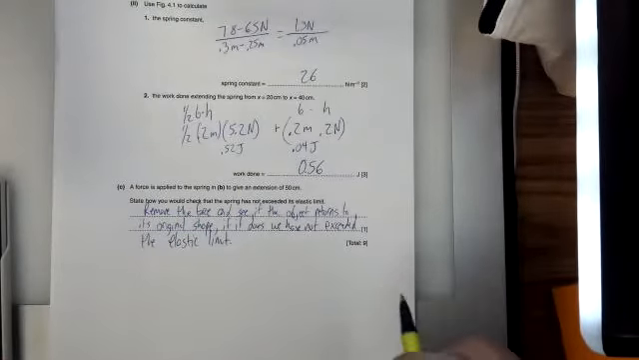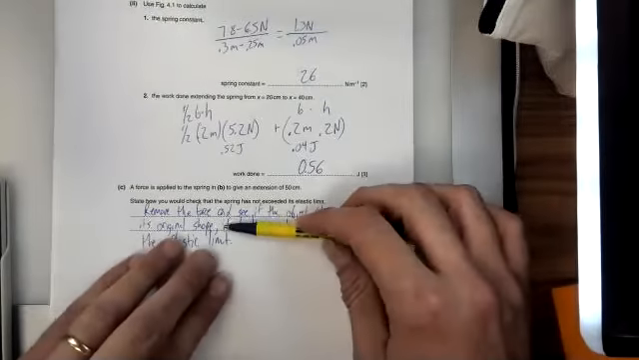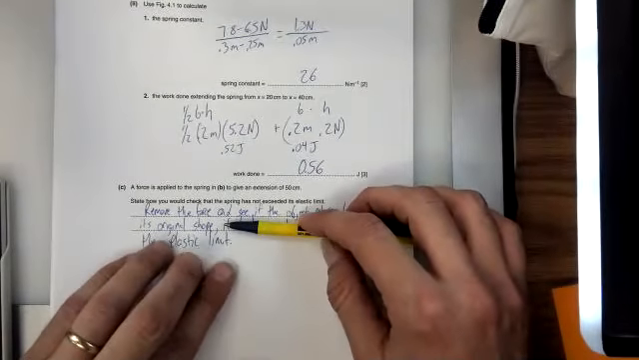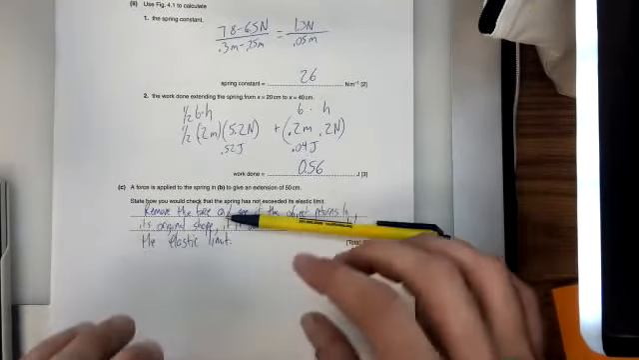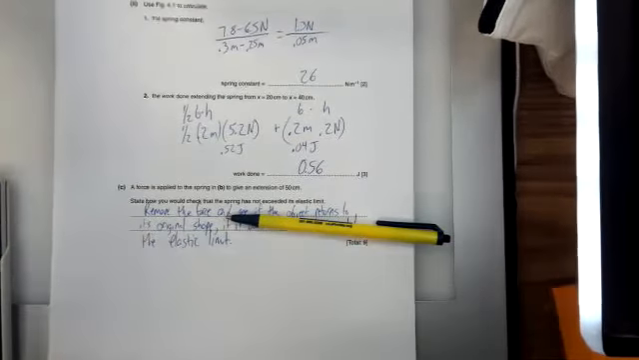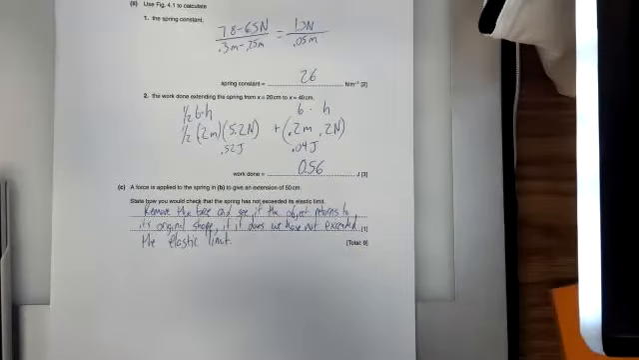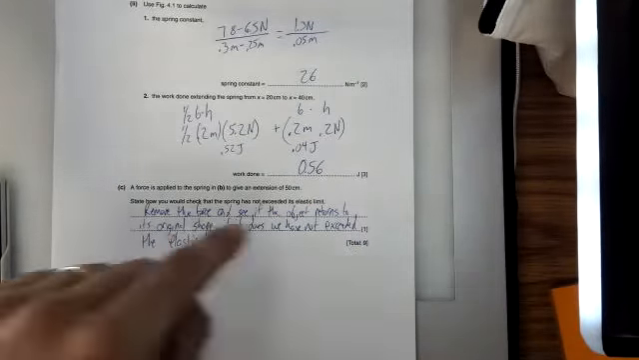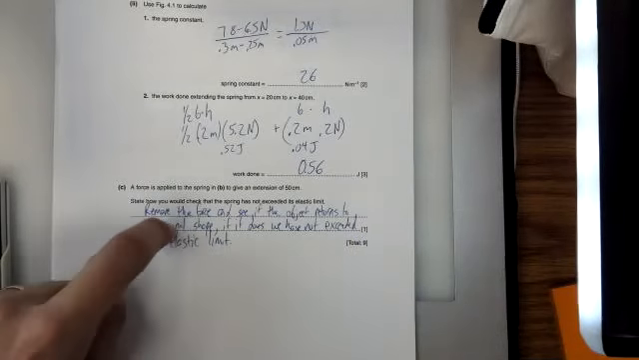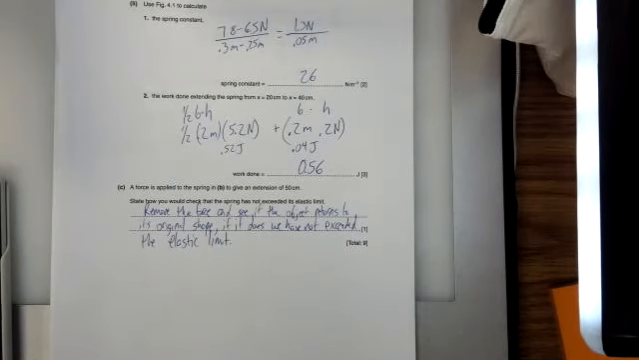If I just left my answer at remove the force and see if the object returns to its original shape, I haven't really done enough to answer it. You have to then say what that tells us if it does or doesn't. If it does, then we have not exceeded the elastic limit, because by exceeding the elastic limit, it will never return to its original shape. That's a permanent deformation.